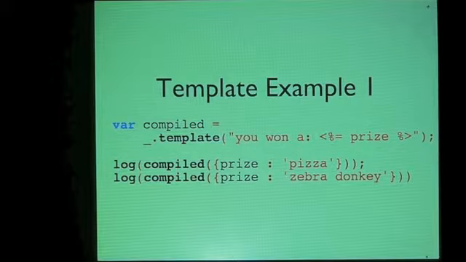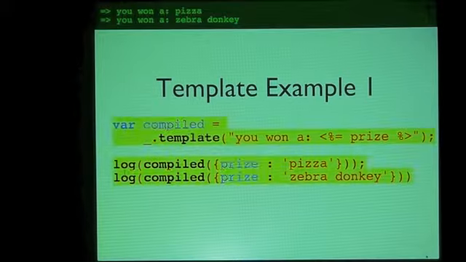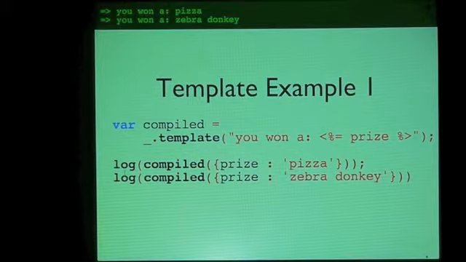So you could say _.template, and you could give it these tokenizers. And I could pass it this, and this just says, hey, any input, insert the input name prize into this template. This creates a compiled template. And then I could take my compiled template and pass it an object. So this template knows, hey, if you find a prize, inject the value of prize into this template. So that's kind of the templating.